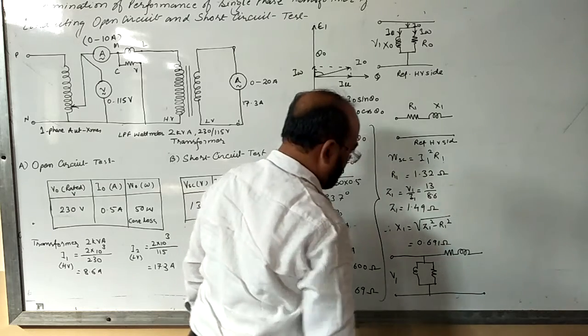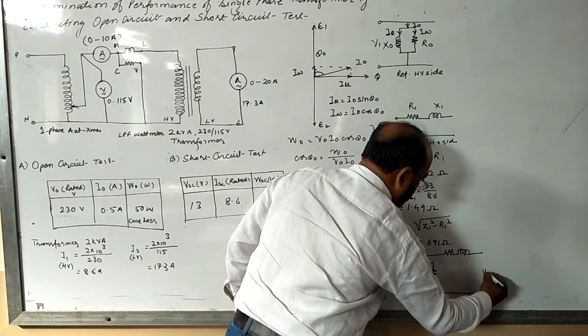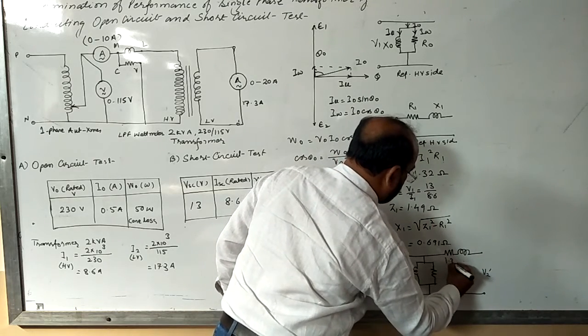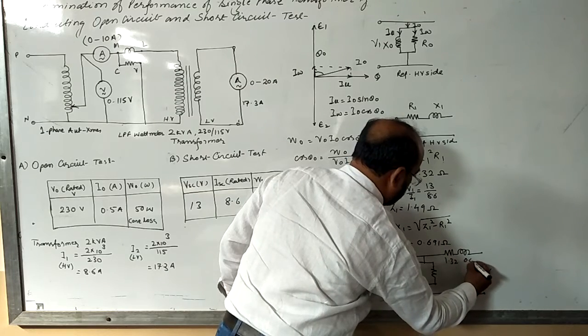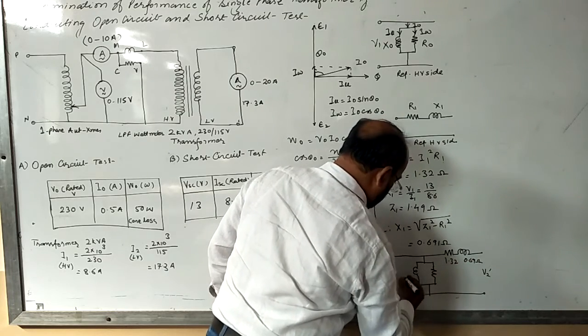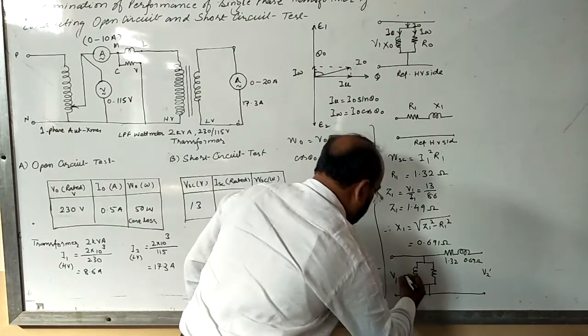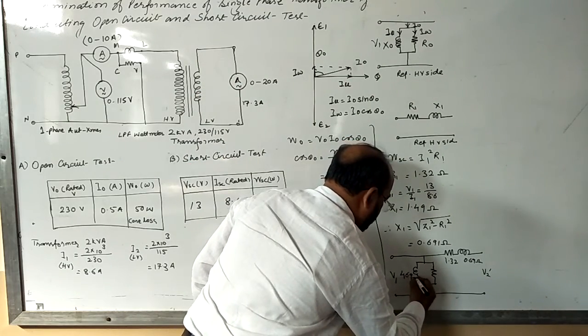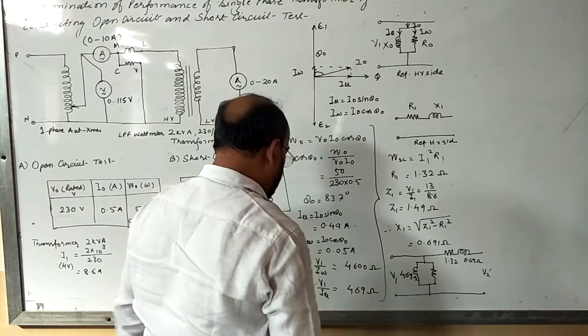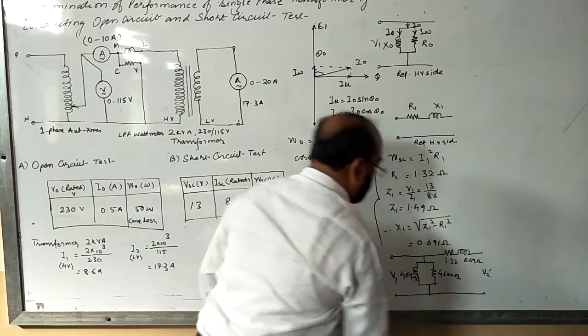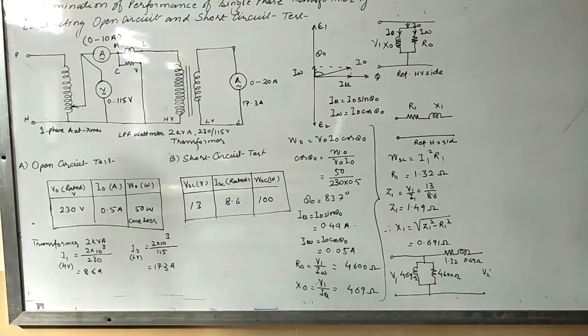This is V1. This is V2 dash over here. This is the R1 value. It is 1.32 ohm. It is 0.69 ohms, isn't it? This reactance X0 is equal to 469. And this one will be the 4600 ohm. So this is the equivalent circuit of the transformer.